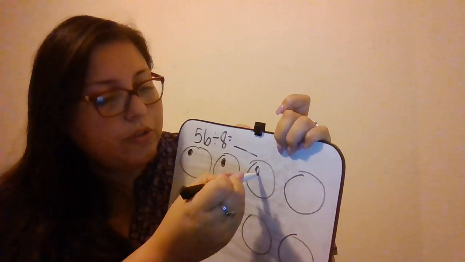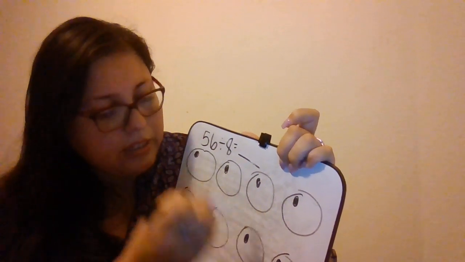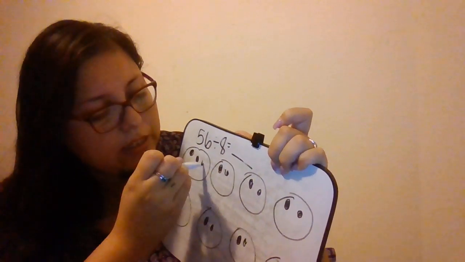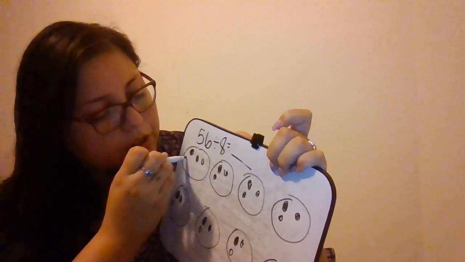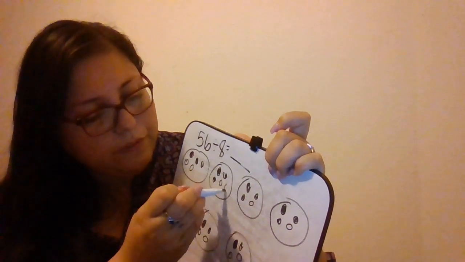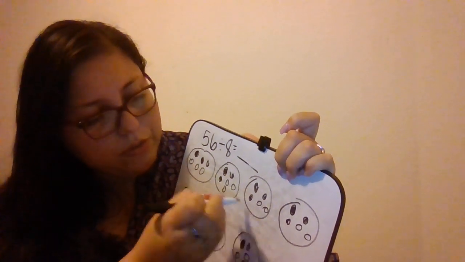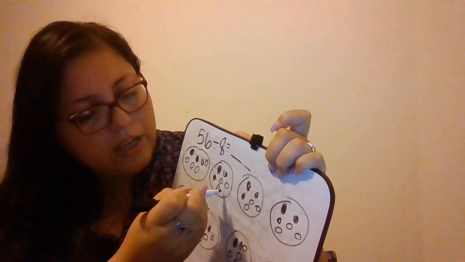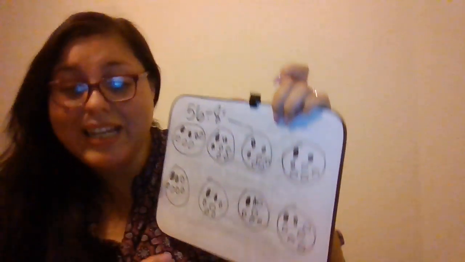1, 2, 3, 4, 5, 6, 7, 8, 9, 10, up through 20, then 21 through 40, then 41, 42, 43, 44, 45, 46, 47, 48, 49, 50, 51, 52, 53, 54, 55, 56.